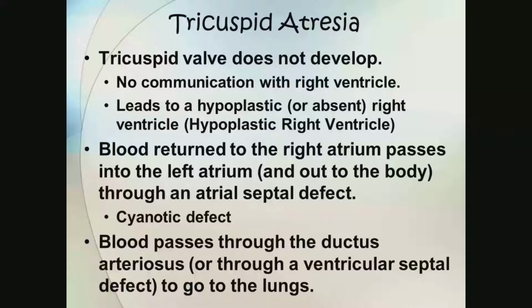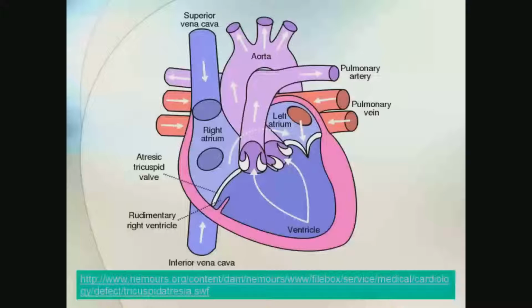Blood also passes through the ductus arteriosus or through a VSD to go to the lungs. So this is again one of those diseases where you have to have the PDA maintained open. Here you can see there's no tricuspid valve. It's atresic, so you don't have any connection between the right atrium and the right ventricle.